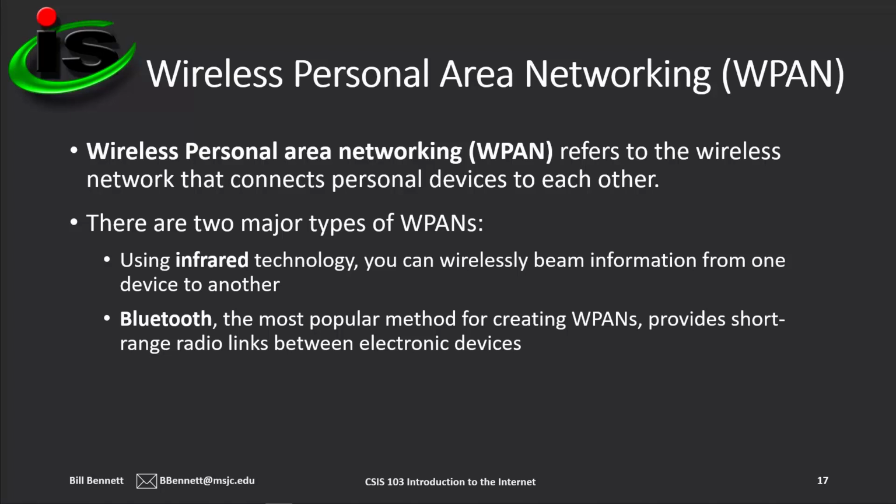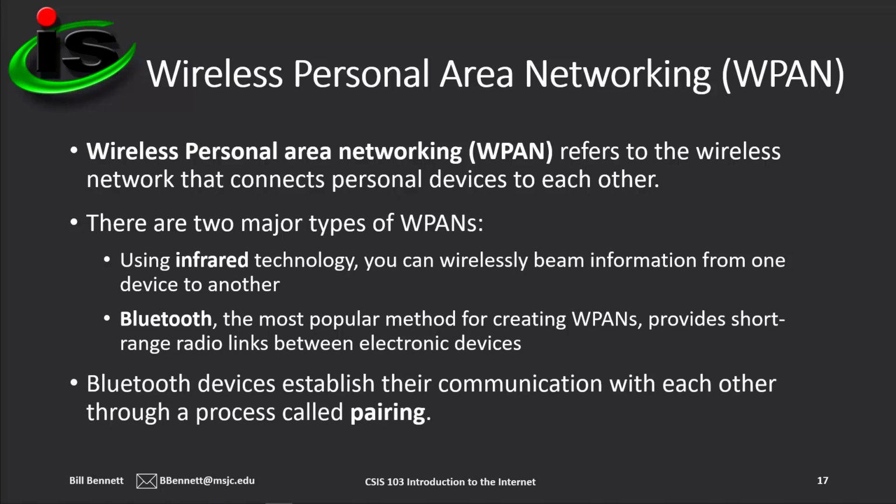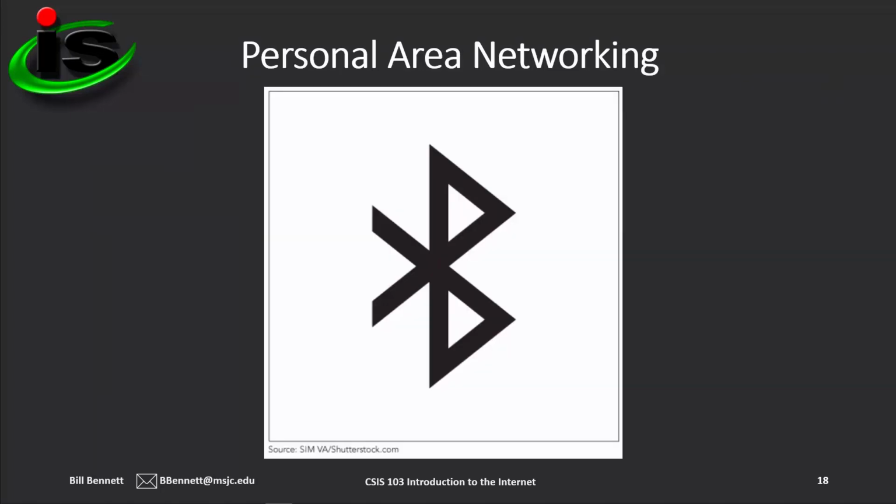Although you can use infrared technology to beam information between devices, the most popular method of creating a personal network is by using Bluetooth. Bluetooth devices establish their communication with each other through a process known as pairing. Bluetooth, which was named after a 10th century Danish king, uses radio waves to create short-range connections between compatible computers, handheld devices, smartphones, wireless headsets, printers, and other electronic devices. These devices are manufactured with hardware that enables them to receive Bluetooth radio waves. There are billions of Bluetooth-enabled products on the market. The familiar logo shown in this image identifies a device that uses Bluetooth.